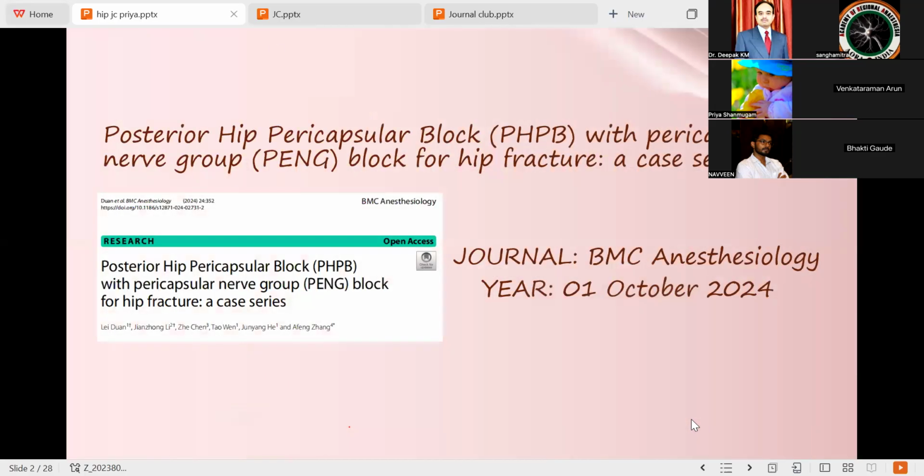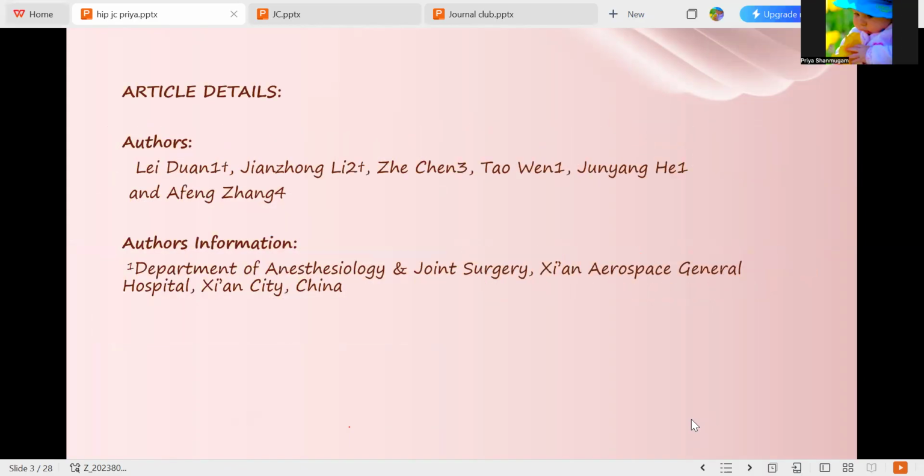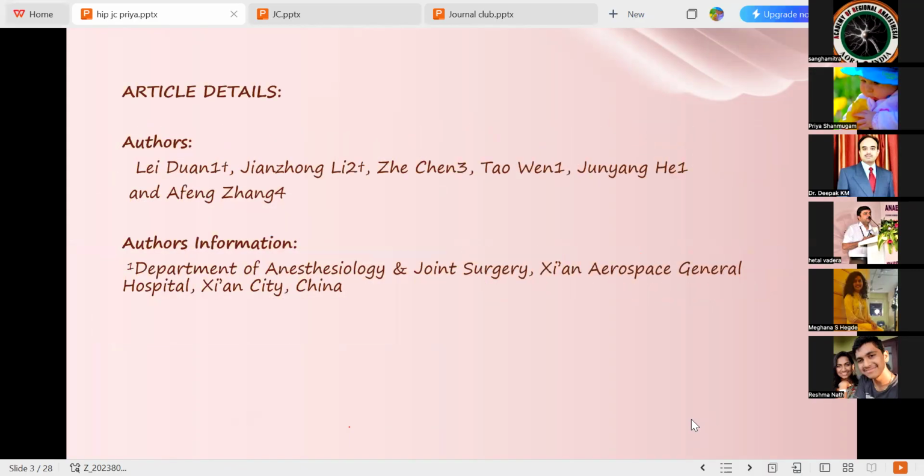The title of the article is Posterior Hip Pericapsular Block with Pericapsular Nerve Group Block for Hip Fracture, which is a case series published in BMC Anesthesiology in October 2024. The study was conducted in the Department of Anesthesiology and Joint Surgery at Aerospace General Hospital in China by the authors Duan et al.